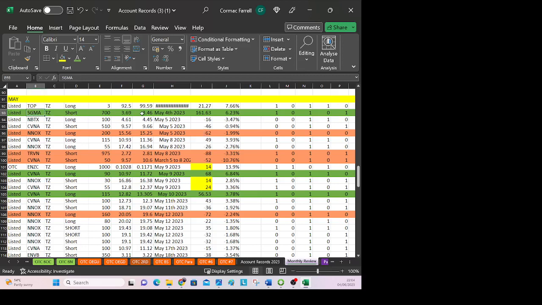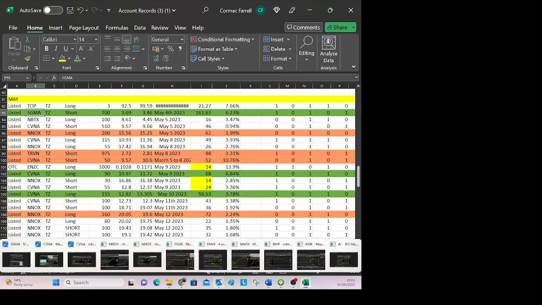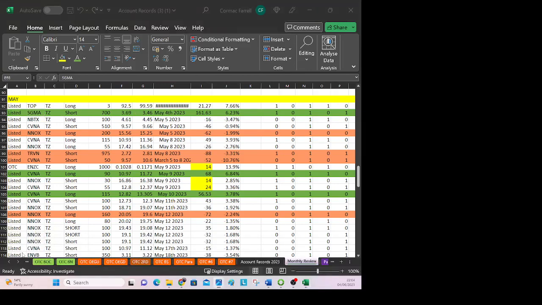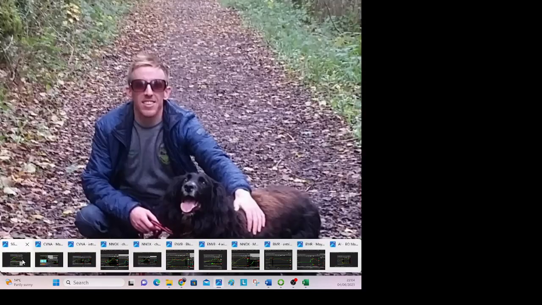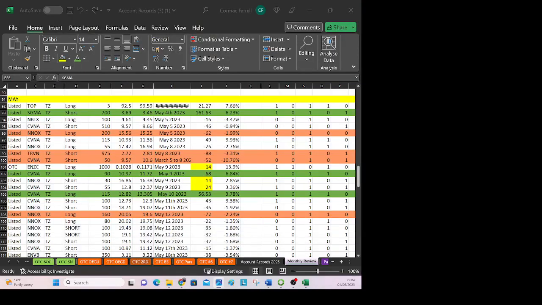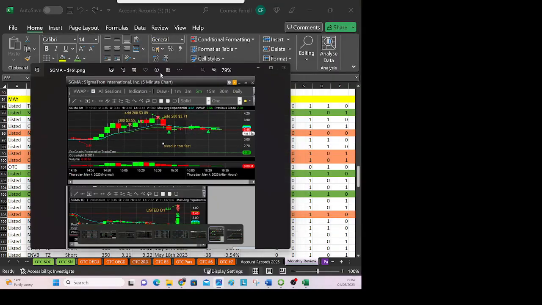So SGMA was a short, 6.23 gain. So here, why is it not coming up? Oh, sorry, it's over on my other screen. So I'll just drag it over. Okay, let me just check my computer.